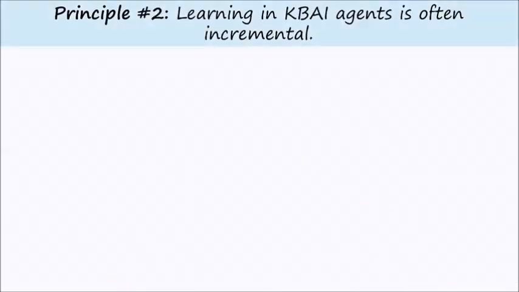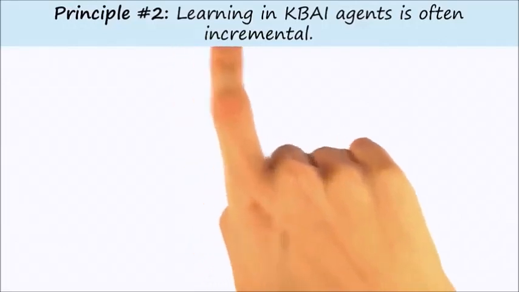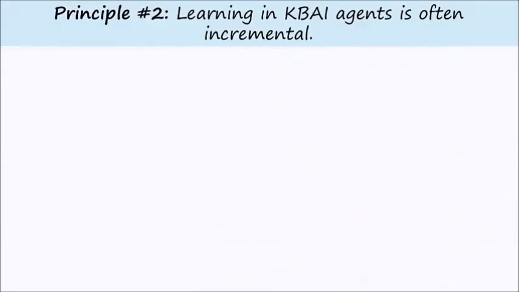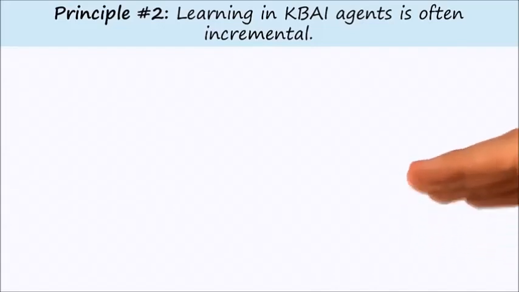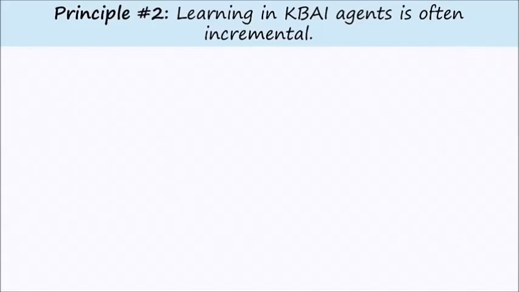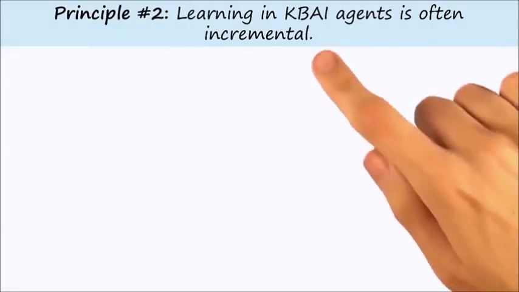Our second main principle for CS7637 was that learning in KBAI agents is often incremental. This means information or data or experiences arrive one at a time. This is one of the key differences between knowledge-based AI and other forms of AI like machine learning. In those forms, a large amount of information is often given right at the beginning. Here, our agents learn step by step, incrementally.